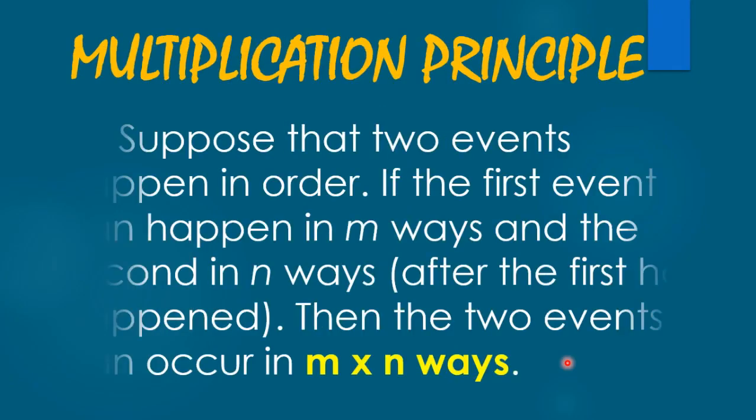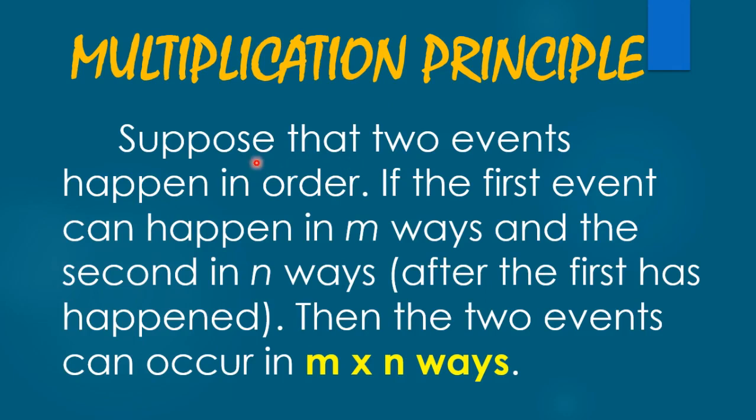Multiplication principle. Suppose that two events happen in order. If the first event can happen in M ways and the second in N ways after the first has happened, then the two events can occur in M times N ways. So unlike in the addition principle, where we use the word or, in the multiplication principle, we use the word and to denote that we're having the multiplication principle.